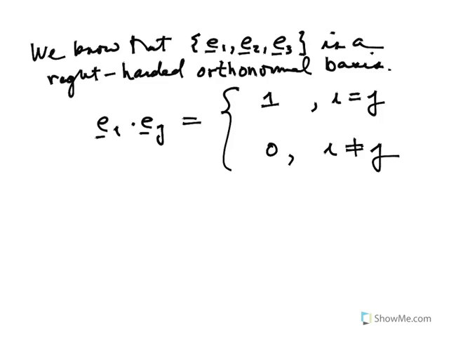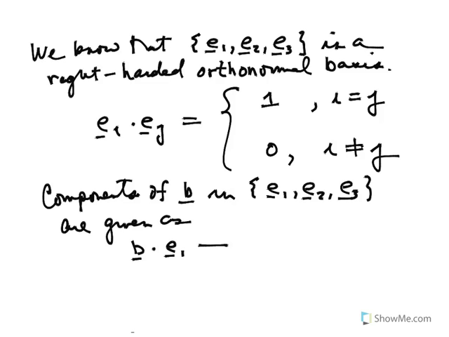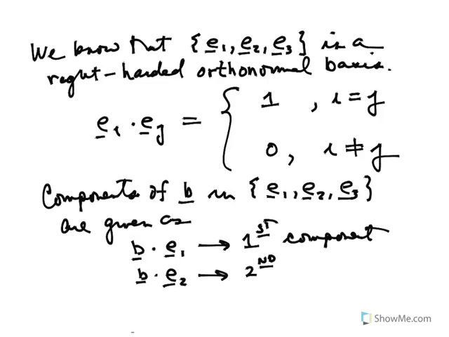So, if this is the case, now look what happens if I take this vector b and I project it along each of these directions. So I'm going to come up with what are called components. So the components of the vector b in the basis E1, E2, E3 are given as follows. We say that b dotted with E1 is the first component. b dotted with E2 is the second component. And b dotted with E3 is the third component.